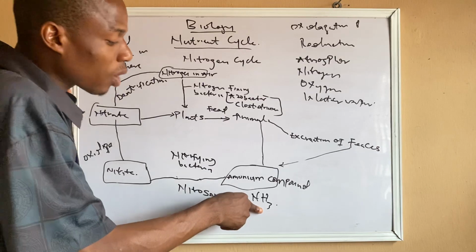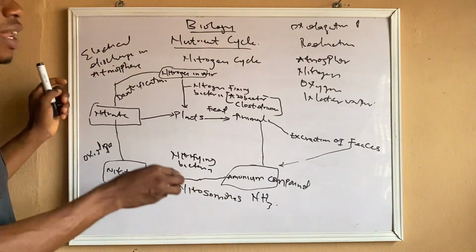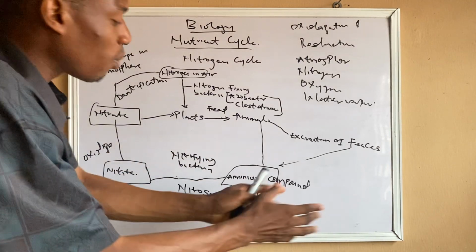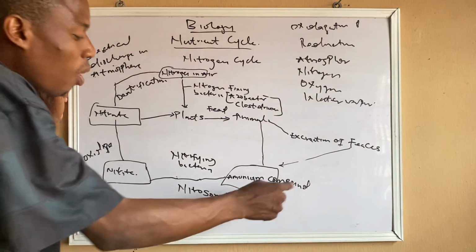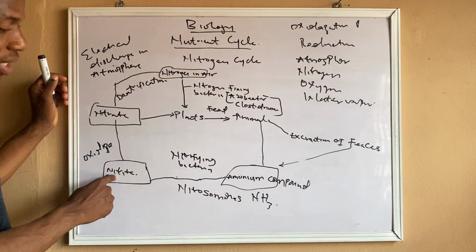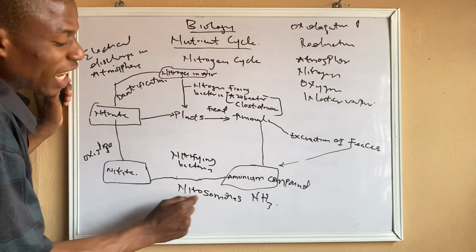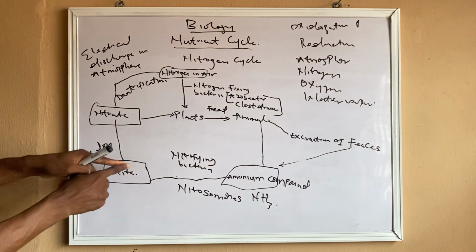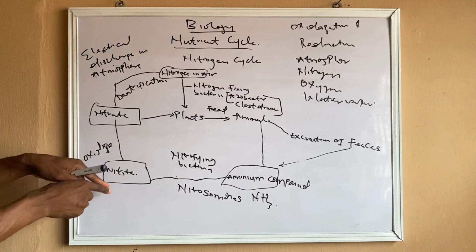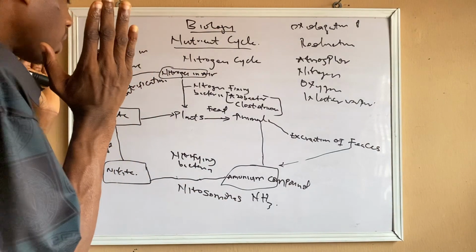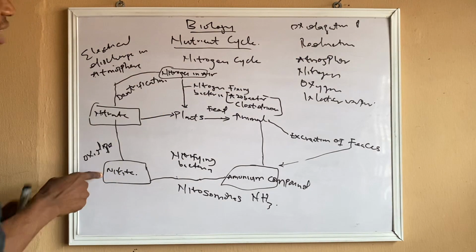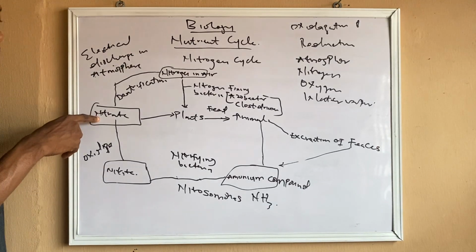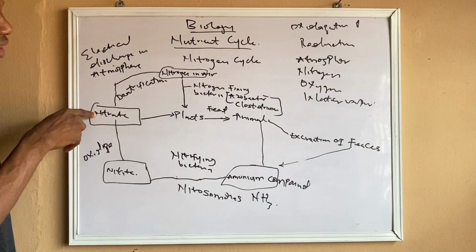Once we excrete this ammonia compound, another bacteria now acts on it by converting the ammonia in that compound to nitrite. These kinds of bacteria are called Nitrosomonas. Nitrosomonas convert the ammonia compound to nitrite. Immediately it has been converted to nitrite, oxygen, which is present in the atmosphere, now reacts with the nitrite to oxidize the nitrite to nitrate.